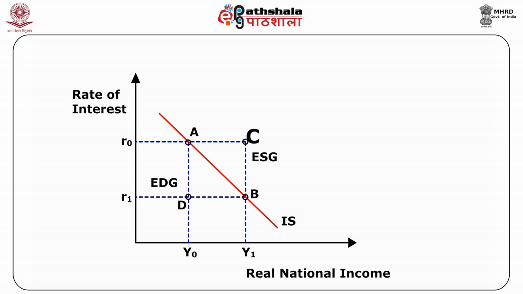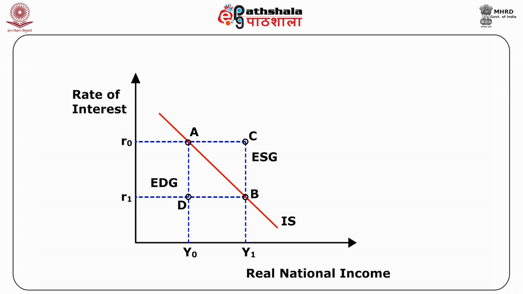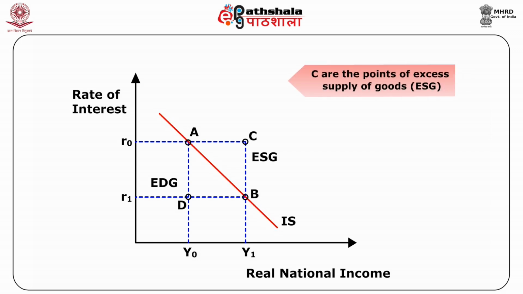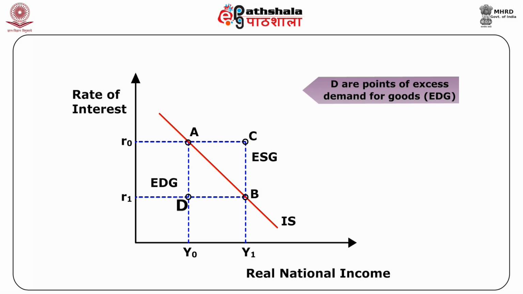Similarly, at point C and point B, the income level is the same at Y1, but the interest rate differs. At C, the interest rate is higher than at B. The demand for goods is lower than at B and there is an excess supply of goods. This implies that all points above and to the right of the IS curve, like C, are the points of excess supply of goods, and all the points below and to the left of the IS curve, like D, are points of excess demand for goods.